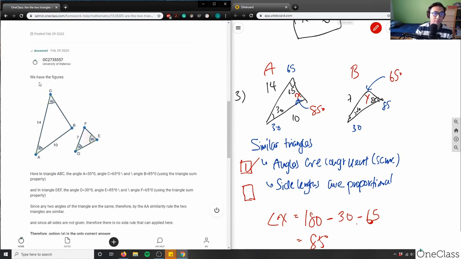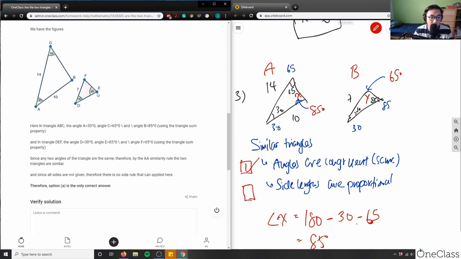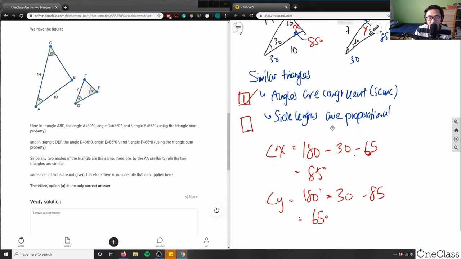The students again are from the University of Waterloo. It says here in triangle ABC, angle A is 30, 65, and 85 using the triangle sum property. So that's what they did here. Again, they solved for 180 minus those two angles, and they did the same thing for this one, angle Y, which I defined. They solved for 65, which is great.